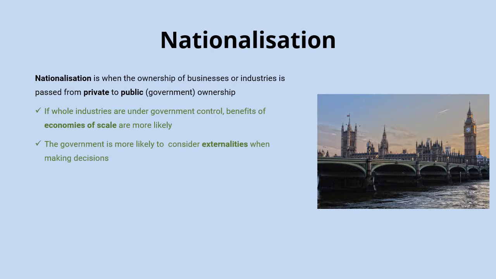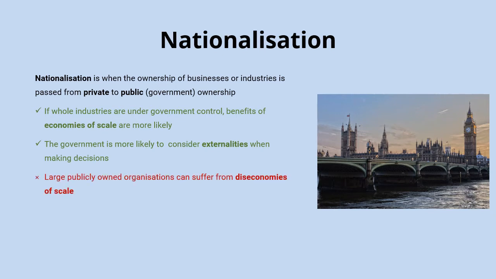We've also got the government more likely to consider externalities when they're making decisions, because we've seen that the private sector firms don't consider those external costs, which leads to a misallocation of resources. And governments can conduct cost-benefit analysis, and that makes it more likely they'll take these external costs, these externalities, into account when they're making those production decisions.